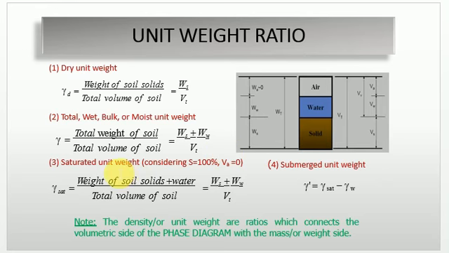Then saturated unit weight. Consider S equal to 100% and the volume of air equal to 0, as we know in a saturated two-phase system or submerged two-phase system diagram. Gamma saturated is the ratio of weight of soil solids plus water divided by total volume of soil. So weight of soil solids plus water is Ws plus Ww divided by Vt.